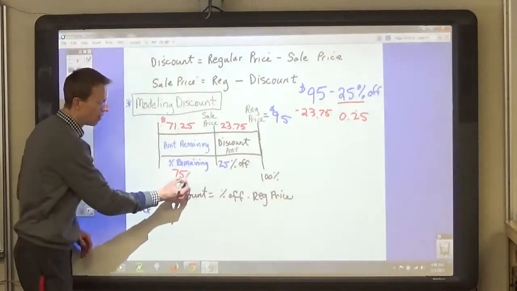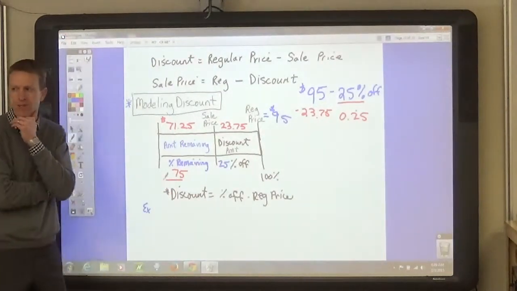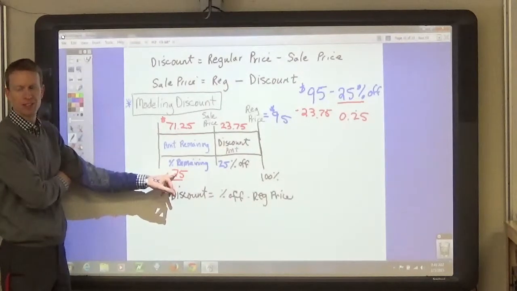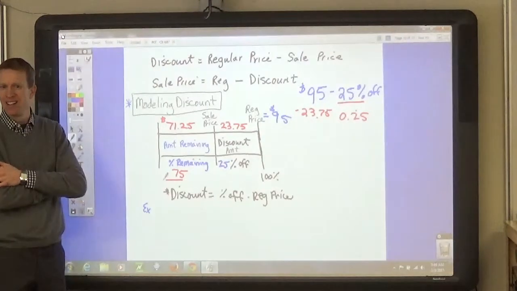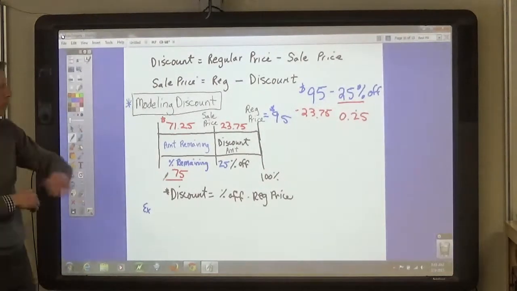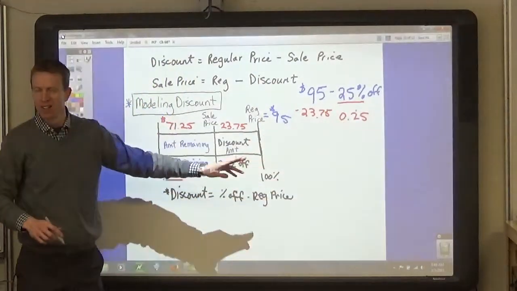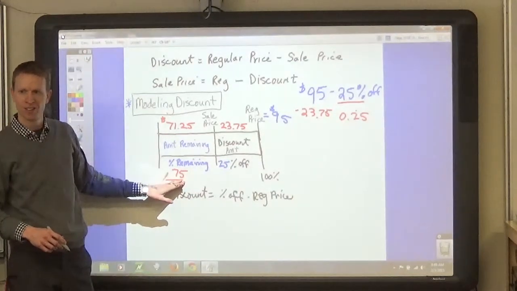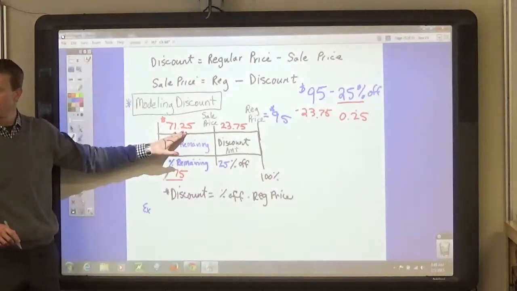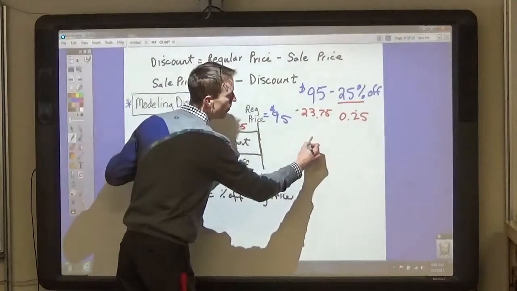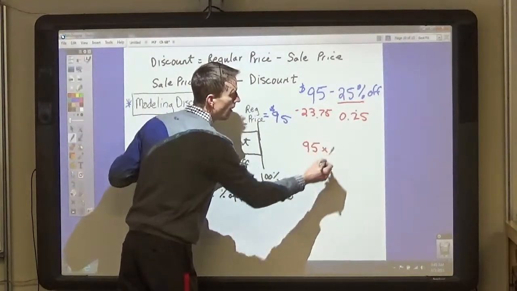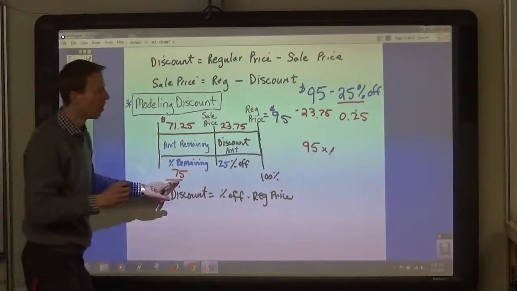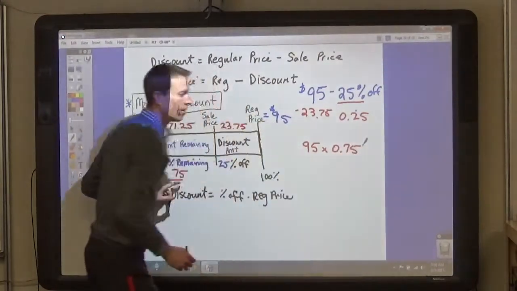How could we use the remaining percent to find the sale price? What if we just use the remaining percent to find the sale price? What did 0.25 give us? That's the amount off. What would 0.75 give us? The remaining amount, wouldn't it? So if we found 75% of 95, 95 times what? Not 75, 0.75. That gives us what?